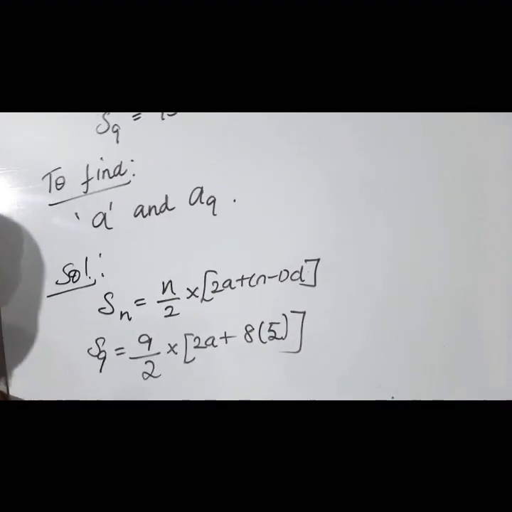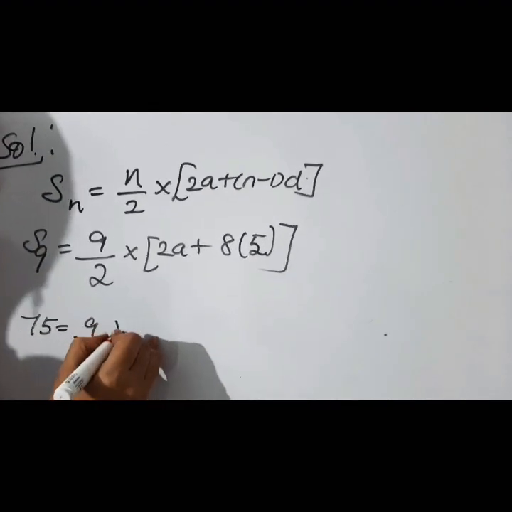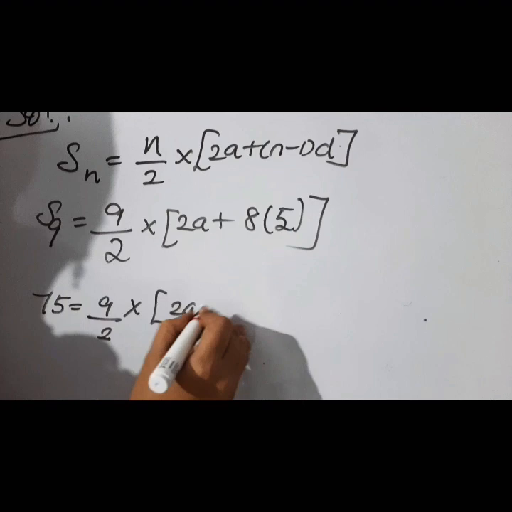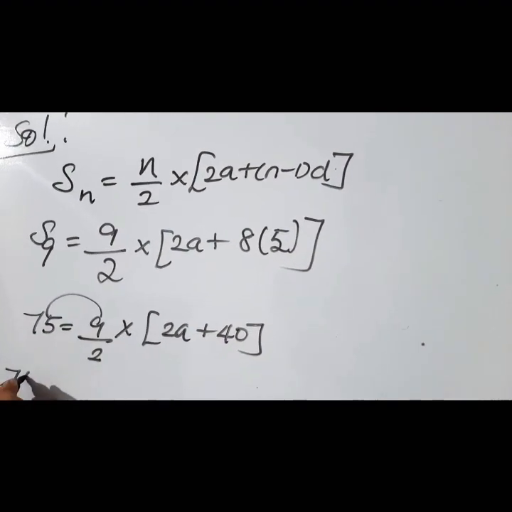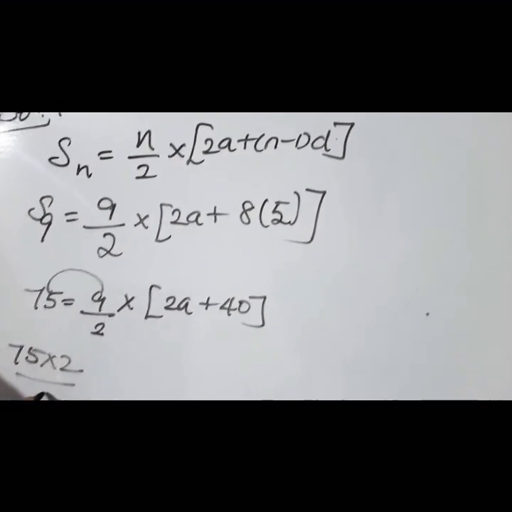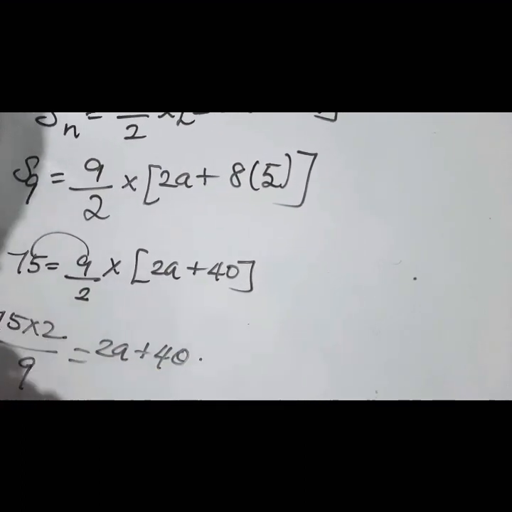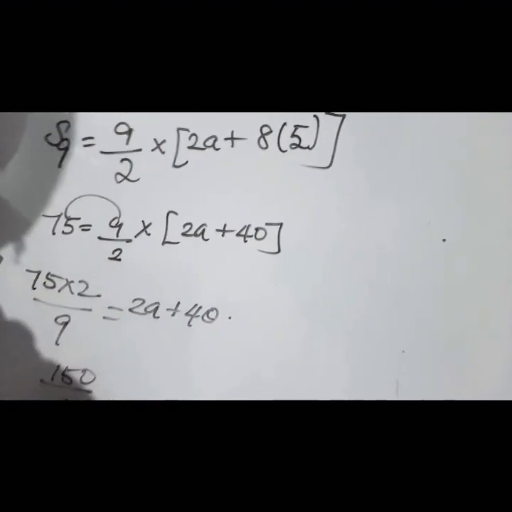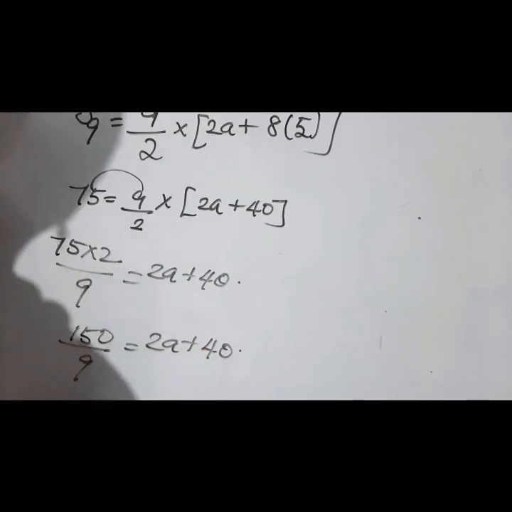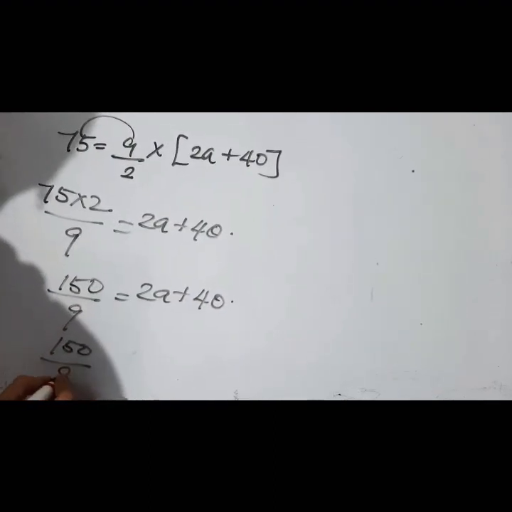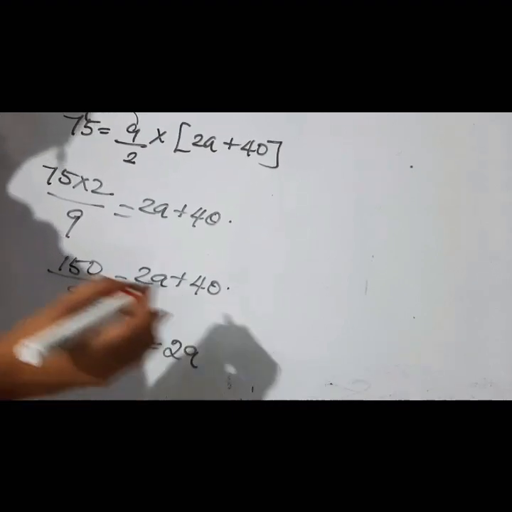S9 is 75 is equal to 9 by 2 into (2a plus 40). Transpose 9 by 2. 75 into 2 by 9 equal to 2a plus 40. 150 by 9 is equal to 2a plus 40. 150 by 9 minus 40 is equal to 2a.